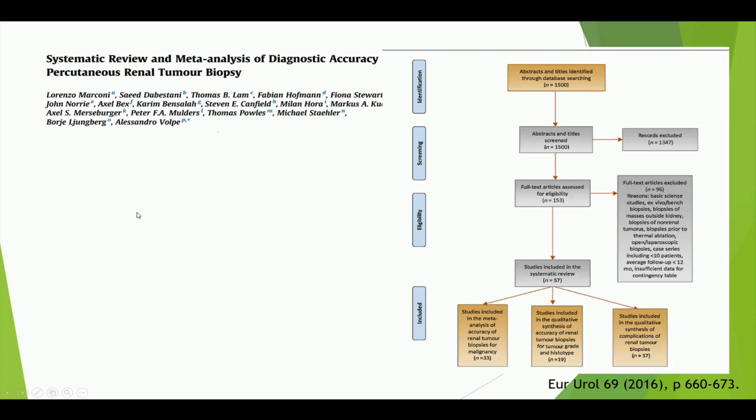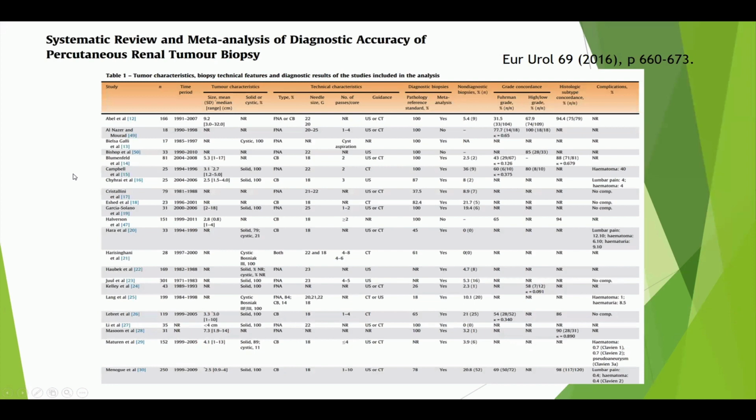The first systematic review published in European Urology includes studies on percutaneous renal mass biopsy from 1946 to 2014. Over about 1,500 studies were identified, of which 57 were included in the systematic review with over 5,000 patients. This is a portion of table 1. Apologize for the small print, but this lists the main characteristics of each study. Due to the earlier era included in the systematic review, the lesion size is generally larger than more contemporary studies. Some of these studies had a lesion size of 9.2, 4.1, 7.3 centimeters. Overall, there's a high risk of bias across the studies. Only 5 were prospective, as a majority were retrospective single-center case series.